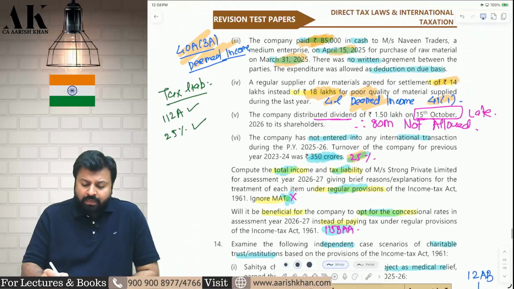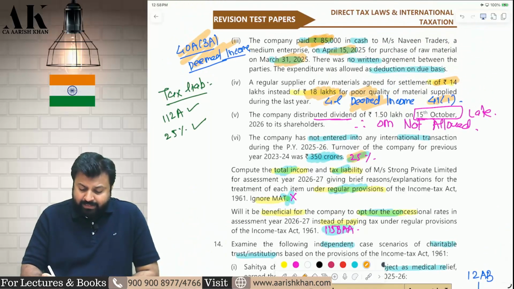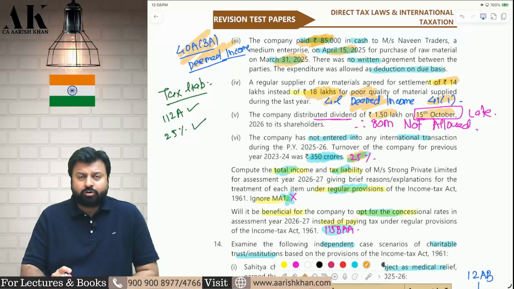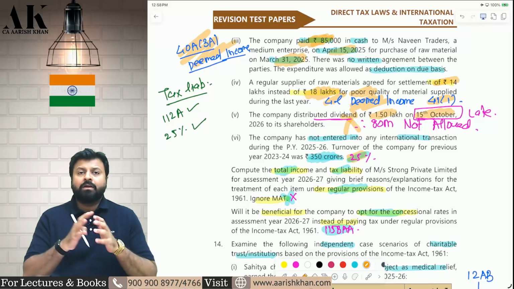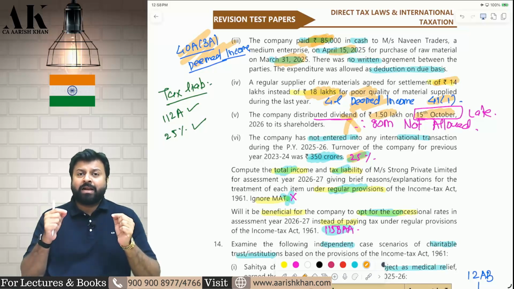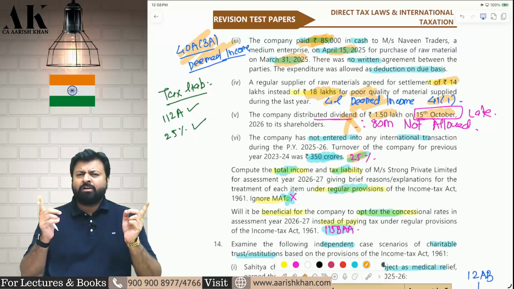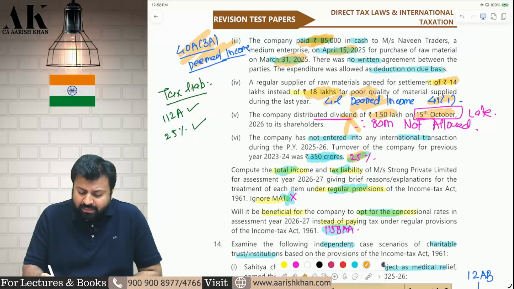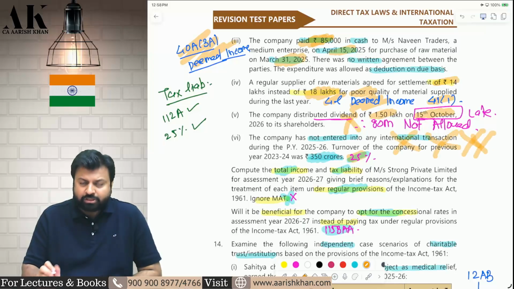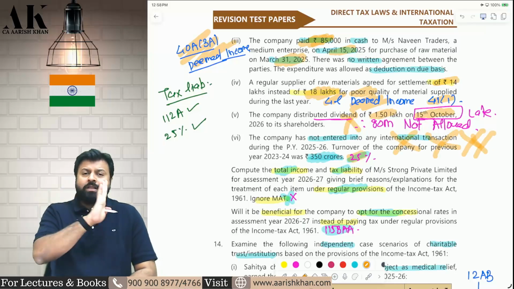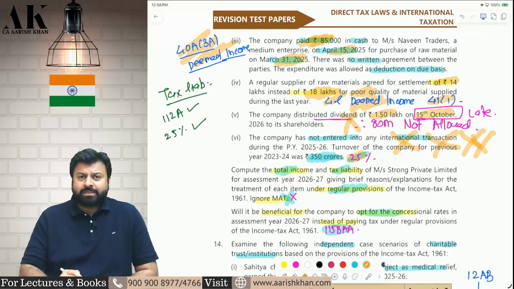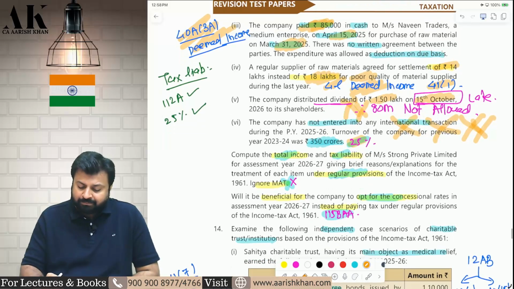Next, you are distributing dividend of 1.5 lakhs in the current year. Okay. How much dividend you are distributing? 1.5 lakhs on 15th of October. Late. You cannot claim it. To claim it, you should distribute dividend 1 month prior to the due date of filing of return. What is the due date of filing of return of this assessee? 31st October. Sir, why not 30th November? See, it is written in the question, the assessee has not entered into any international transaction. Therefore, 30th November is not possible. Only 31st October is possible. If 31st October is the due date, you should distribute the dividend by 30th September. You are distributing the dividend on 15th October. Therefore, the provision will not be allowed.